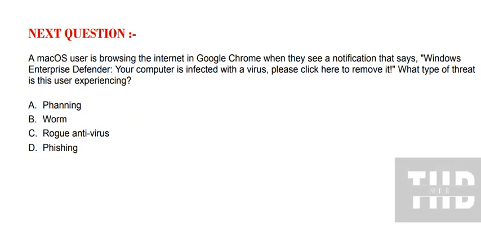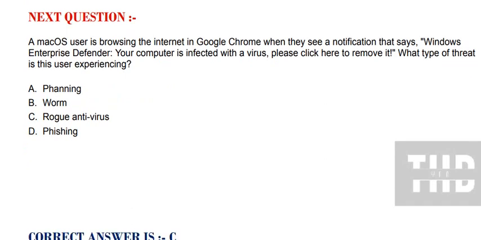Next question is, a macOS user is browsing the internet in Google Chrome when they see a notification that says Windows Enterprise Defender, your computer is infected with a virus, please click here to remove it. What type of threat is this user experiencing? And the options are: option A, farming, option B, worm, option C, rogue antivirus, and option D, phishing. The correct option is option C.